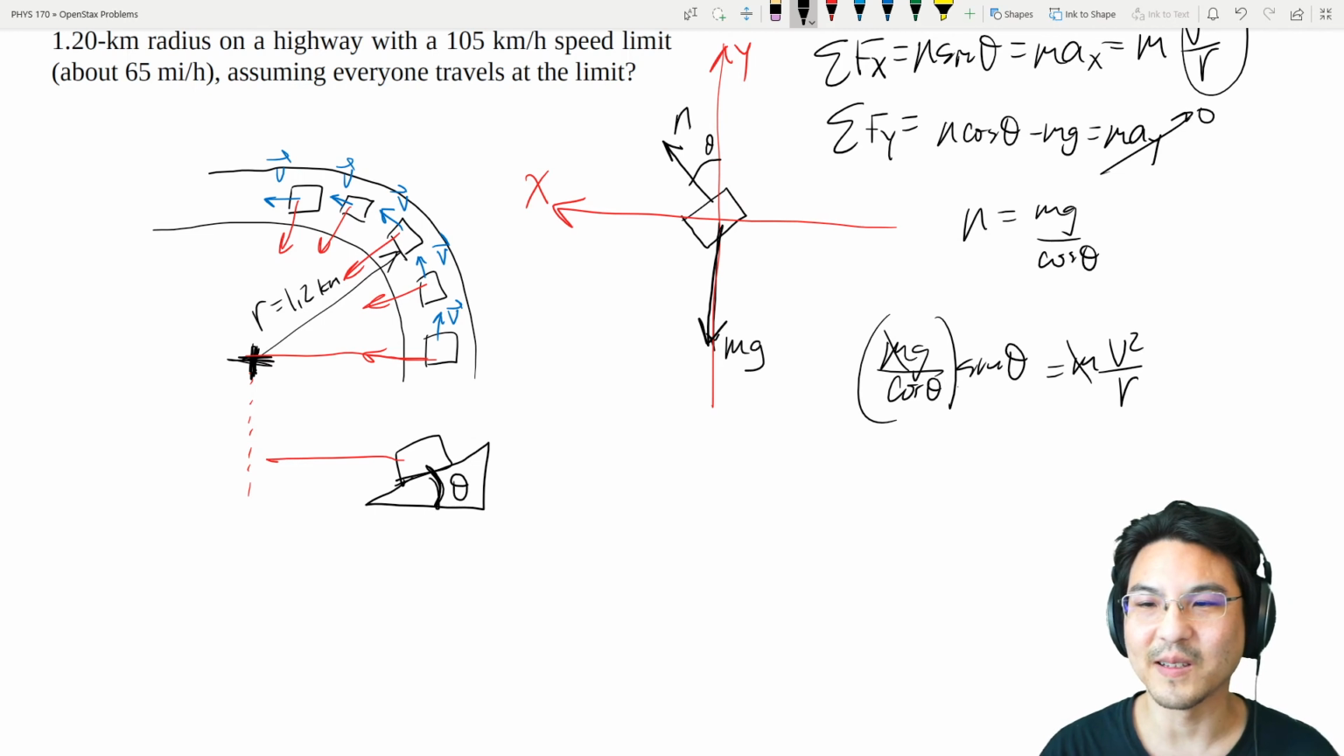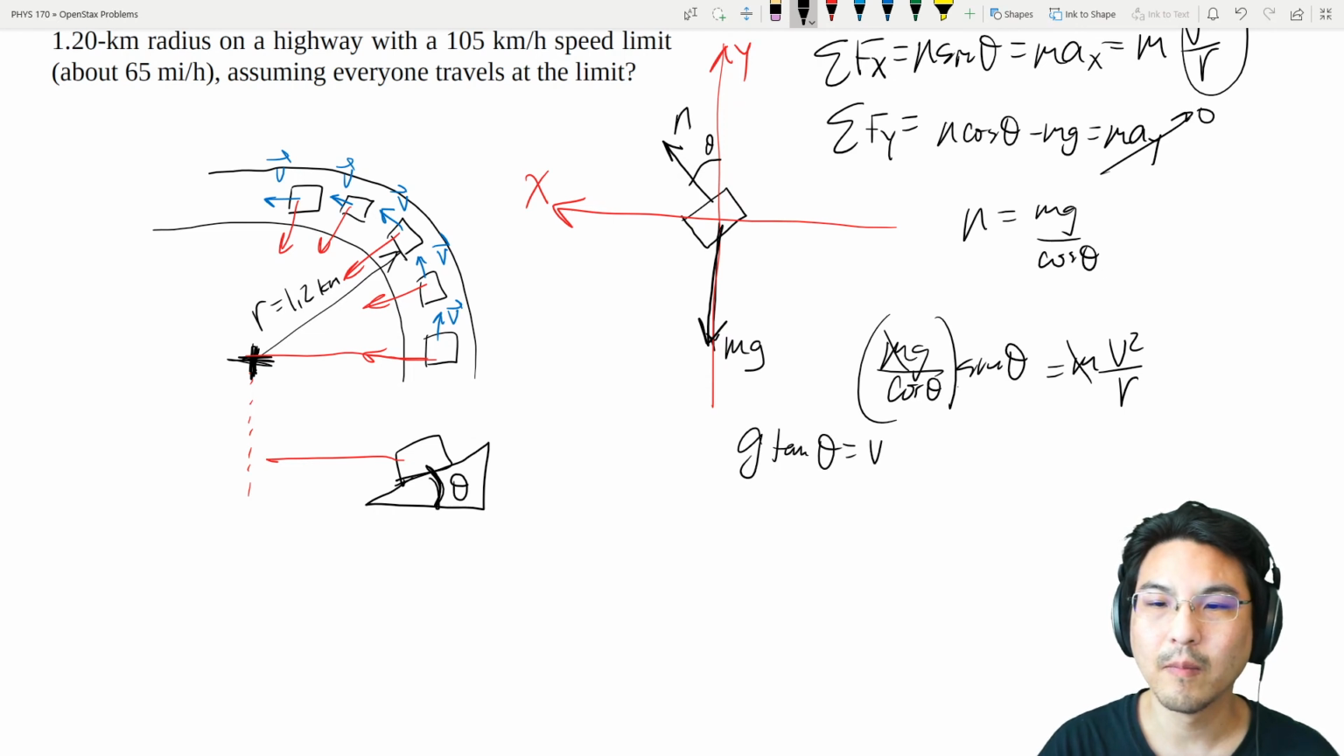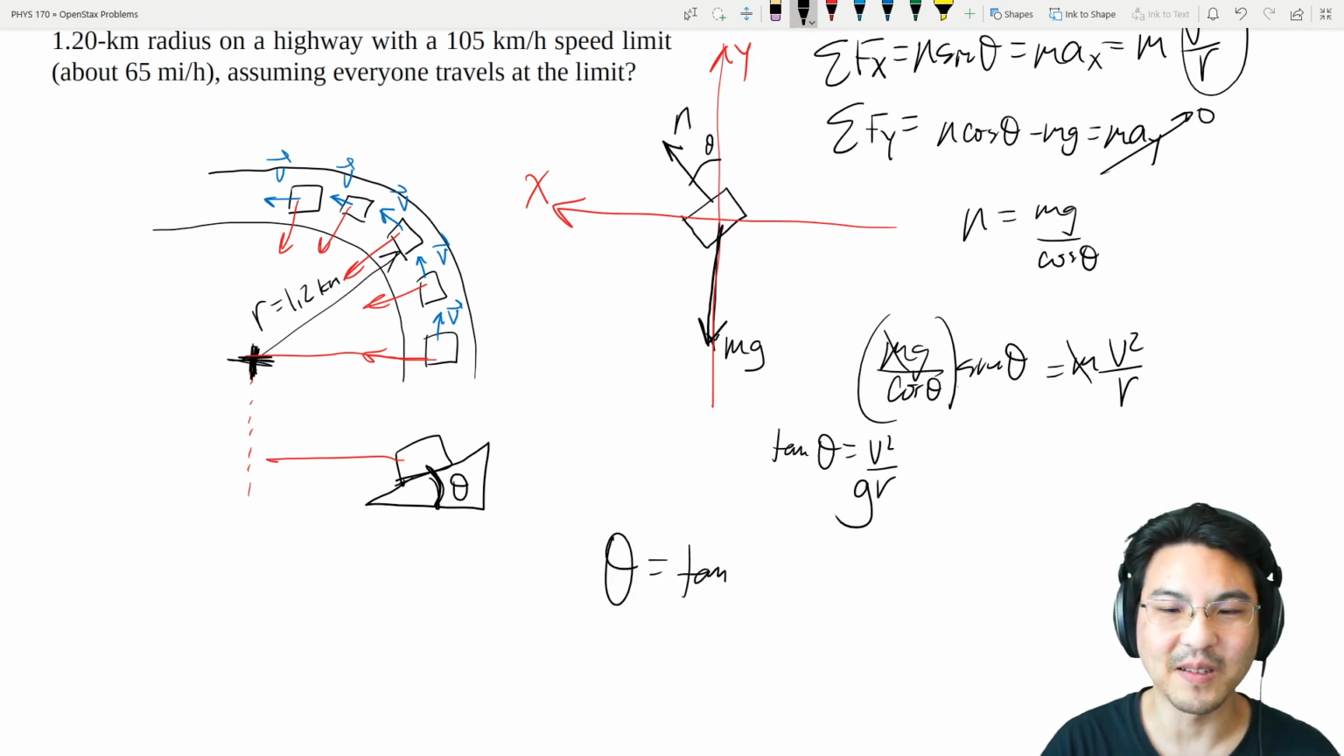And if we want to solve for the angle, let's simplify this a little bit more. Mass is non-zero, so I can divide both sides. Sine over cosine is tangent. Okay, I can put the g over here. And then just arctangent. So then the angle is arctangent of v squared over g r.